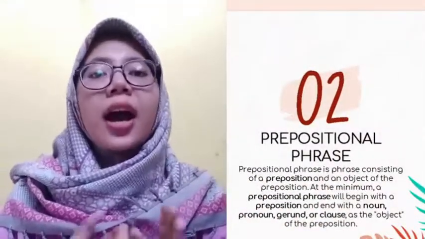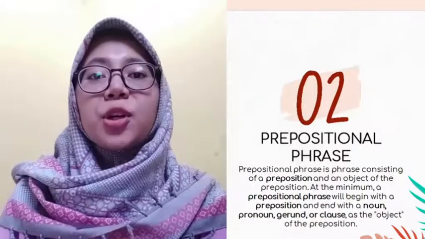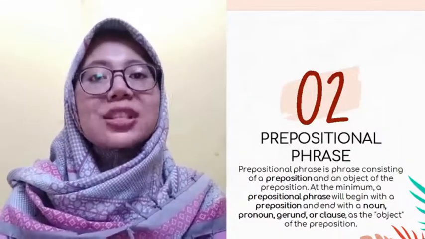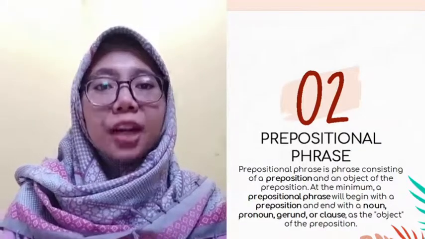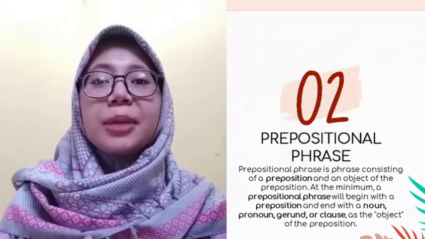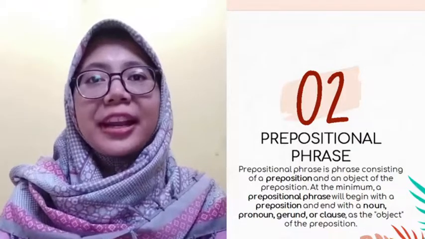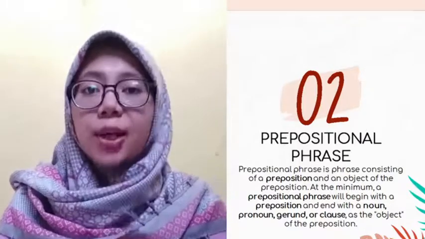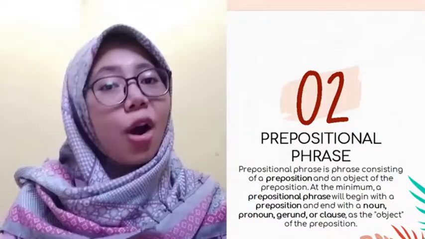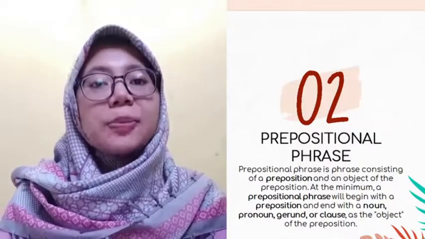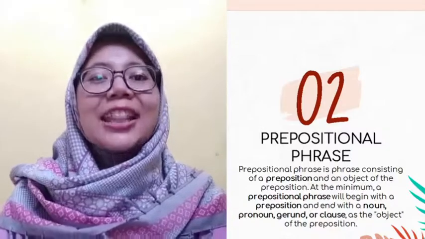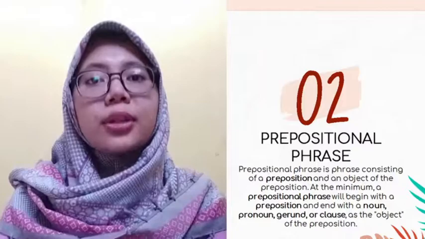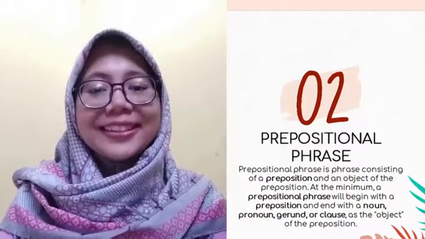Okay, now I'm going to tell you about prepositional phrase. A prepositional phrase is a phrase consisting of a preposition and an object of the preposition. At the minimum, a prepositional phrase will begin with a preposition and end with a noun, gerund, pronoun, or clause as the object of the preposition. The object of the preposition will often have one or more modifiers to describe it.